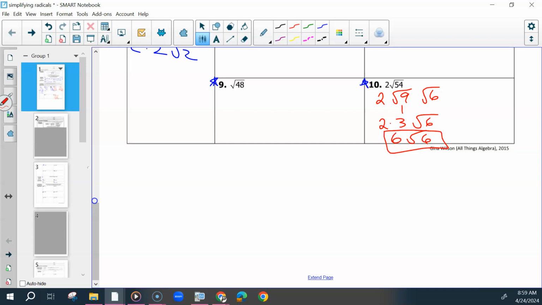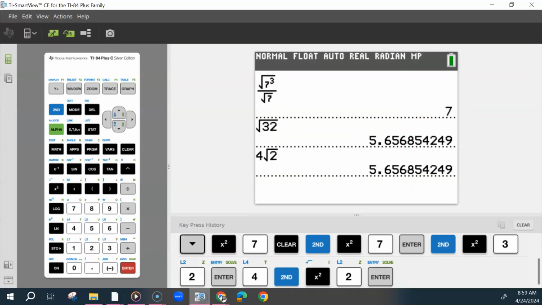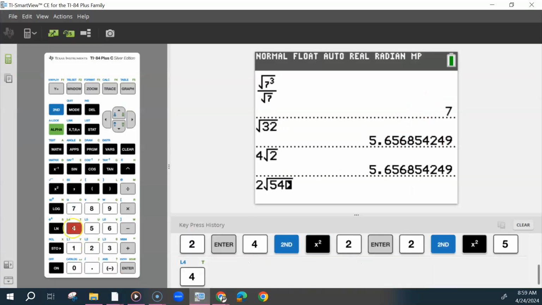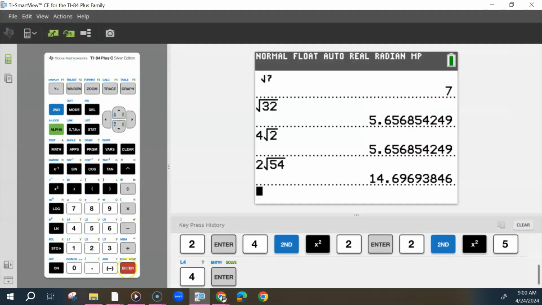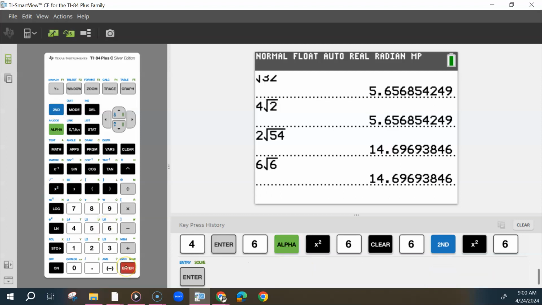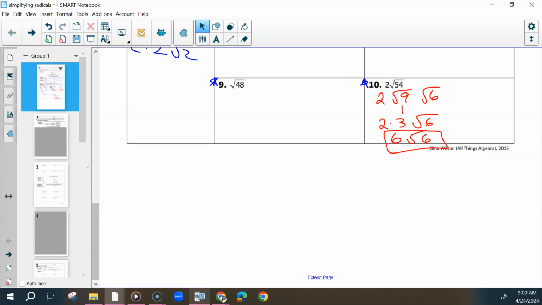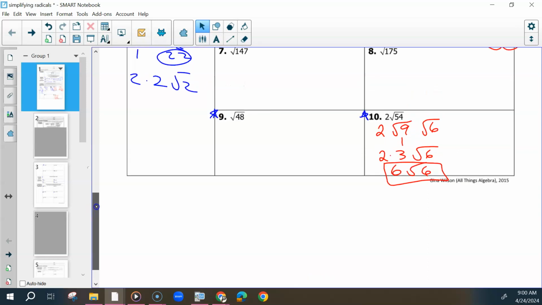You can check things that are multiplying in the calculator also. If I type in 2 times the square root of 54, and I type in 6 times the square root of 6, we get the same. Do you have any questions on that one or want to see any others on that page before we move on? If not, go to the next page.